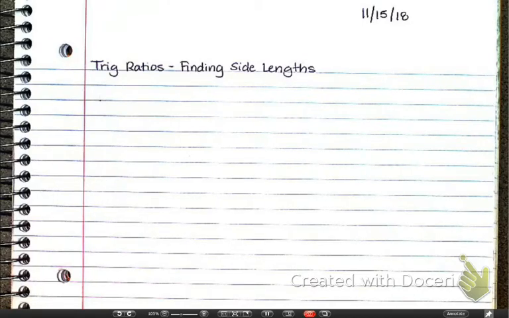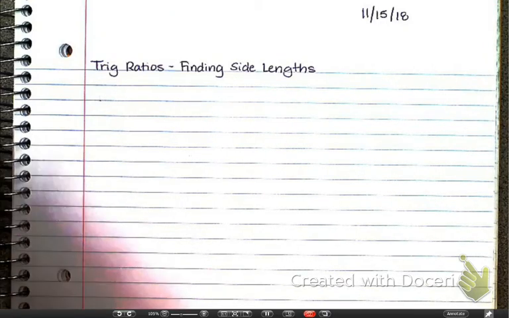Okay, so trig ratios, we're going to find side lengths. There's going to be a side missing that we have to solve for. All of these triangles are right triangles. Did Mr. Garza mention that yesterday? Yeah? Okay, so everything has to be a right triangle or we can't use our trig ratios.